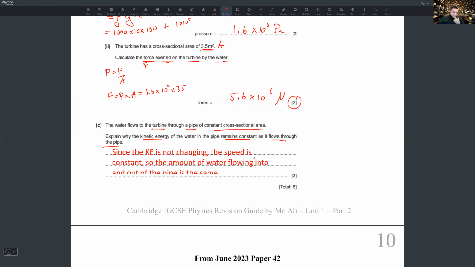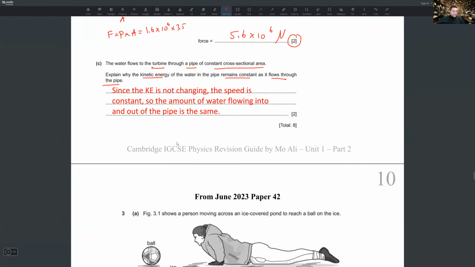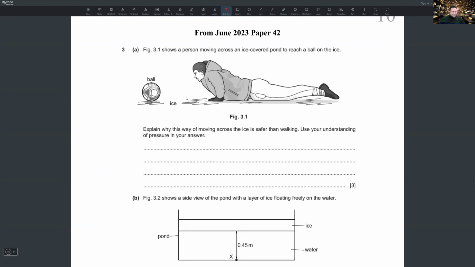Okay. Not really a pressure-related question, but let's look at a question that is pressure-related. Figure 3.1 shows a person moving across.